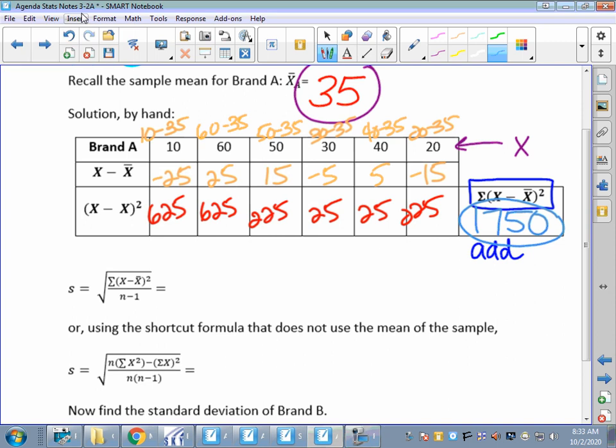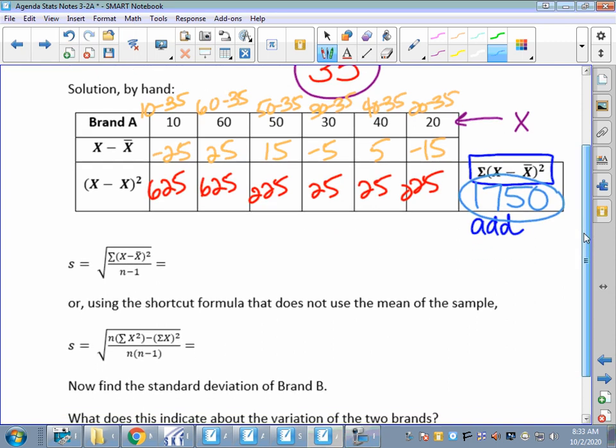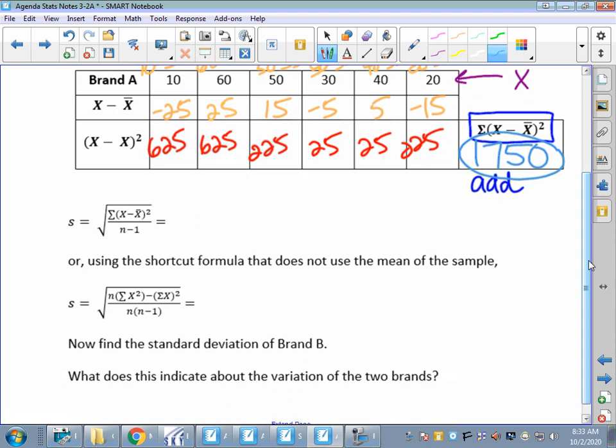All right, so here's all my squaring, and then I found the sum of all those values. When I added up all my squared values, they add up to 1750. So now I'm going to find my sample standard deviation. Notice I'm just finding S. If I wanted to find S squared, I just wouldn't square root it. However, I'm going to do all my calculations at the beginning. So I'm going to do a giant square root.